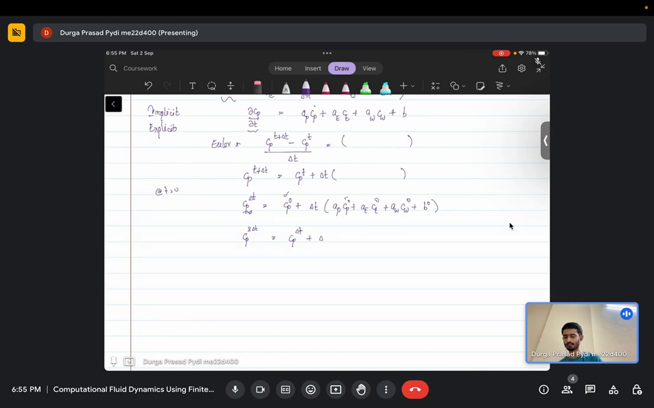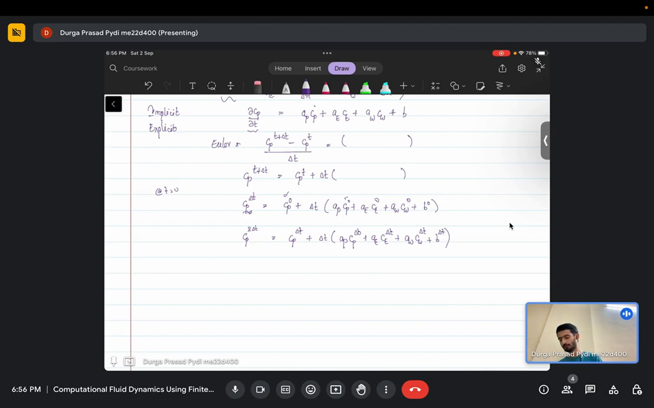plus delta T times this term, and then at 3 delta T it will be dependent on 2 delta T. So you keep on iterating for a finite number of steps, till whatever is required. This is an explicit scheme, and I think stability is not discussed in the lecture as of now. So this is one method.